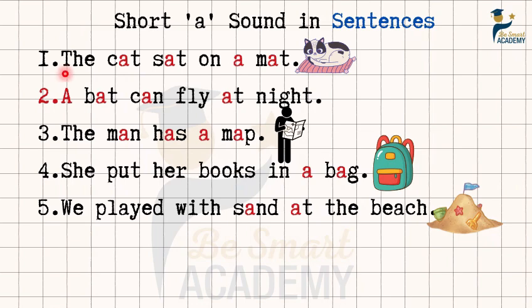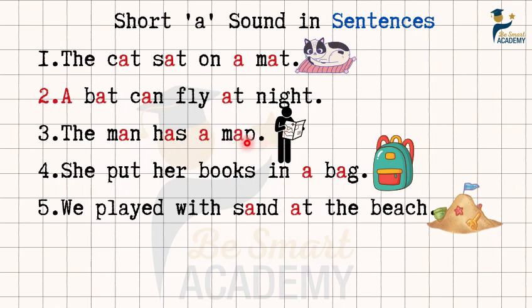So follow up with me. The cat sat on a mat. Excellent. Now the second sentence. A bat can fly at night. Very good. Now the third sentence. The man has a map. Look at the map that he has.